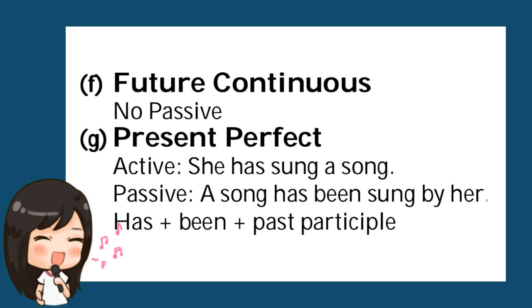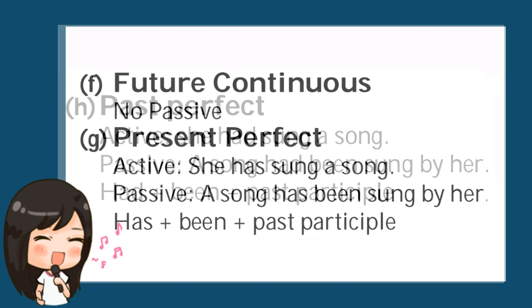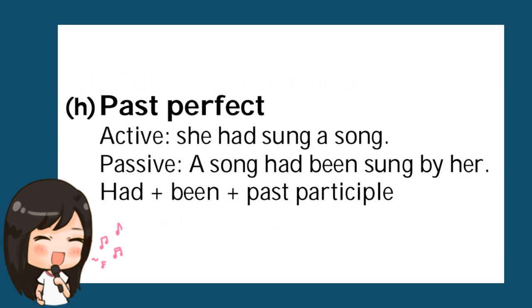Okay, in active voice it was has plus past participle. In passive voice it is has been plus past participle. That's the only change. Okay, next is past perfect tense. As we know, in present perfect tense the sentence was she has sung a song. So in past perfect, in active voice the sentence is she had sung a song. Had is used here. Okay, so that's the only change.